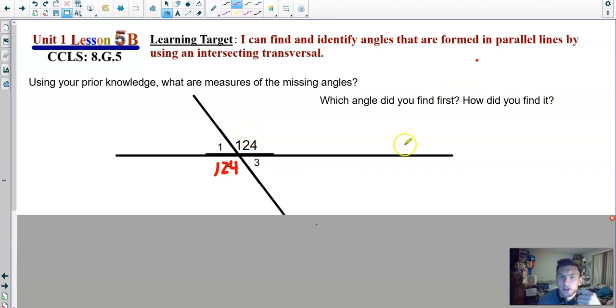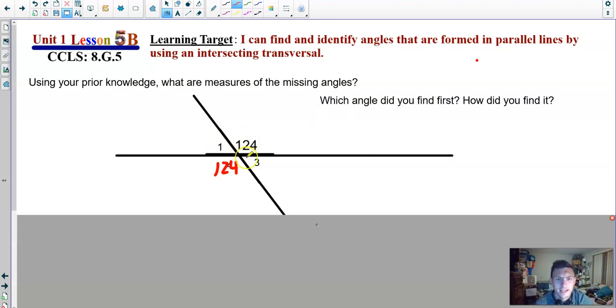That's the kind of thing that you have to get used to writing and saying to yourself. Your math teachers are going to say it all the time, but unless you are saying it to yourself in here, you're not going to remember it. So we found angle 4 first because angle 2 and angle 4 are vertical angles and vertical angles are equal.